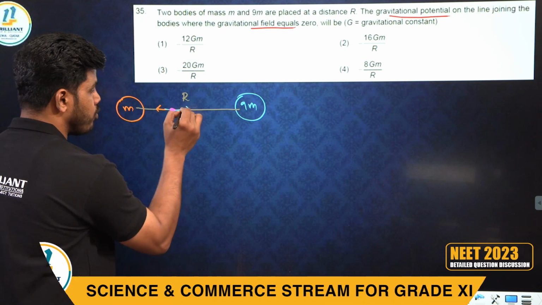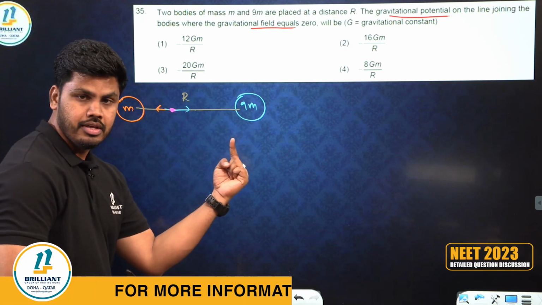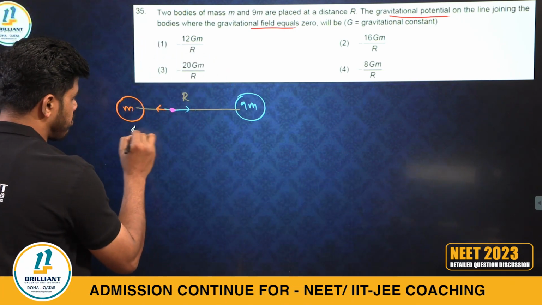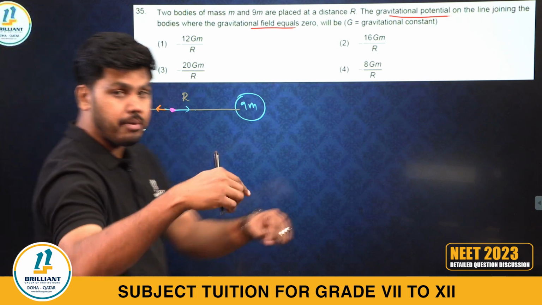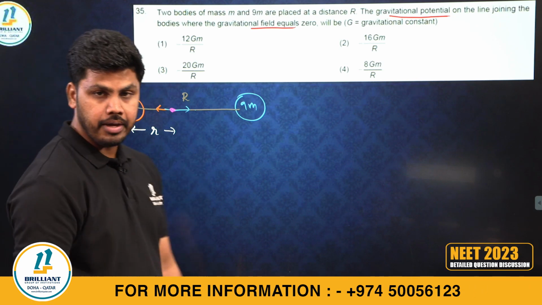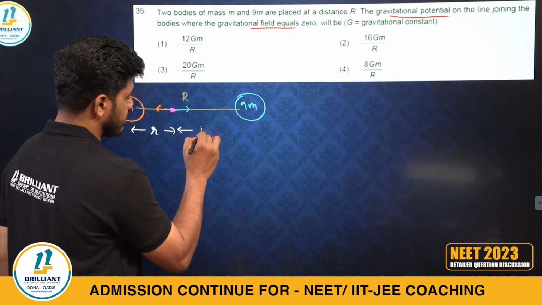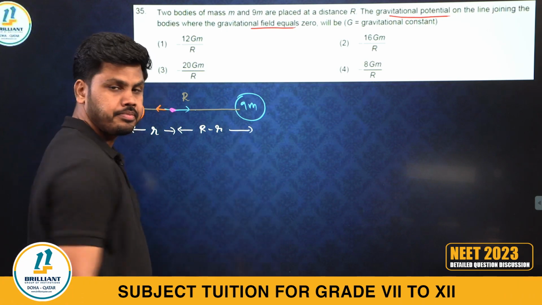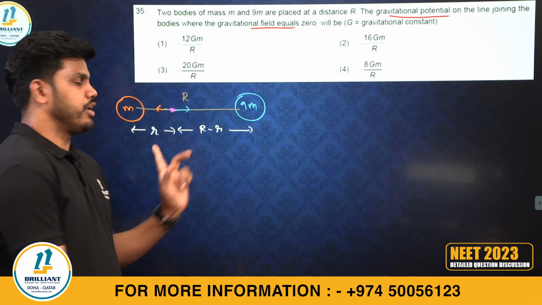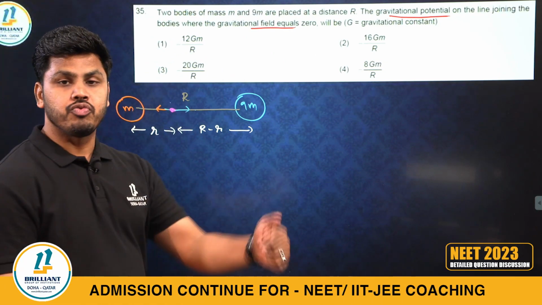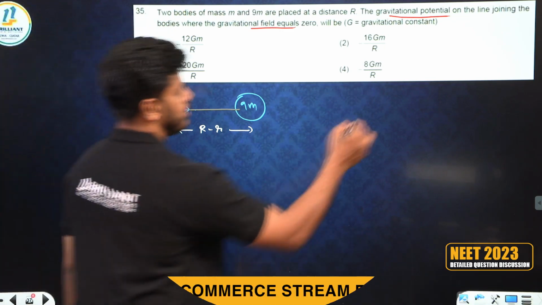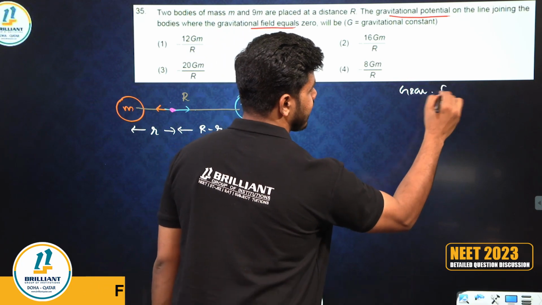It won't be at the midpoint because the masses are not equal, and it is going to be closer to the smaller mass. Let us take the distance from the small m to that particular point where the gravitational field is 0 as small r. Then the remaining distance is capital R minus small r, because the total distance was capital R. We assumed a point where the total gravitational field is 0.